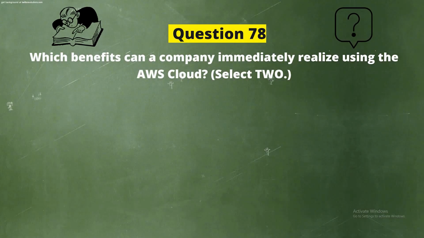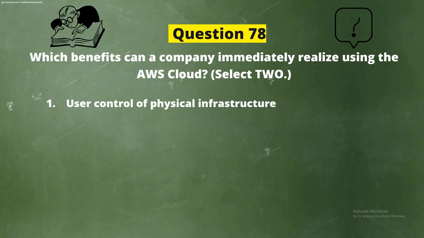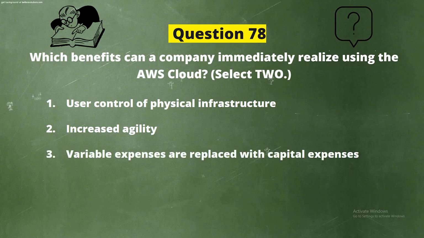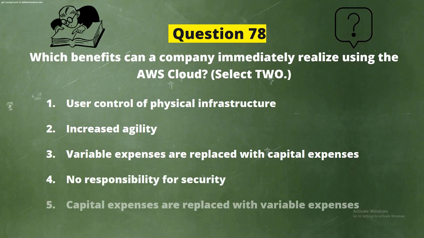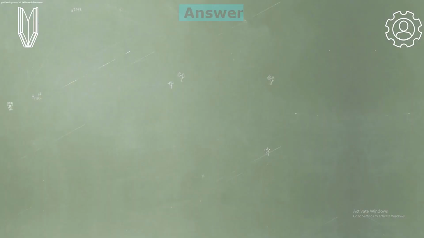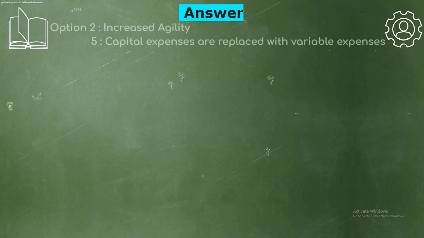Next question. Which benefits can a company immediately realize using the AWS cloud? Select 2. And the options are: Option 1. User control of physical infrastructure. Option 2. Increased agility. Option 3. Variable expenses are replaced with capital expenses. Option 4. No responsibility for security. Option 5. Capital expenses are replaced with variable expenses. And the correct answers are: Option 2. Increased agility. And Option 5.